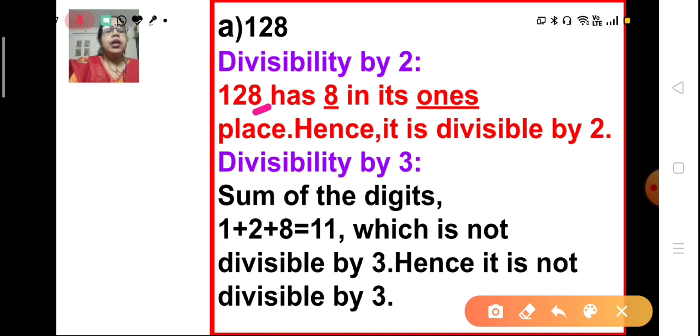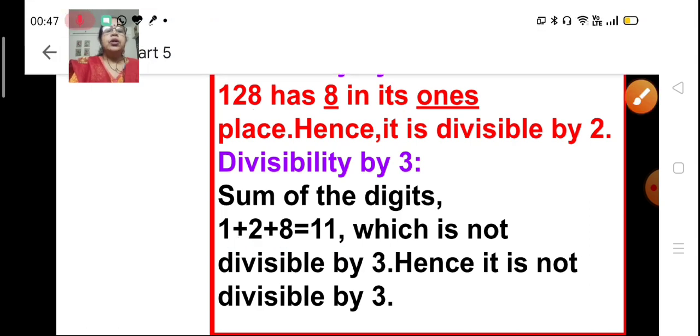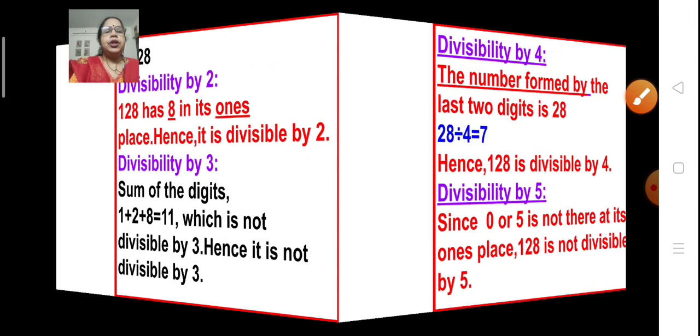Now divisibility by 3, what is the rule? If the sum of the digits of a number is divisible by 3, then the number is also divisible by 3. Let's find the sum of the digits, that is 1 plus 2 plus 8, which is 11, and 11 is not divisible by 3, so the number is also not divisible by 3.